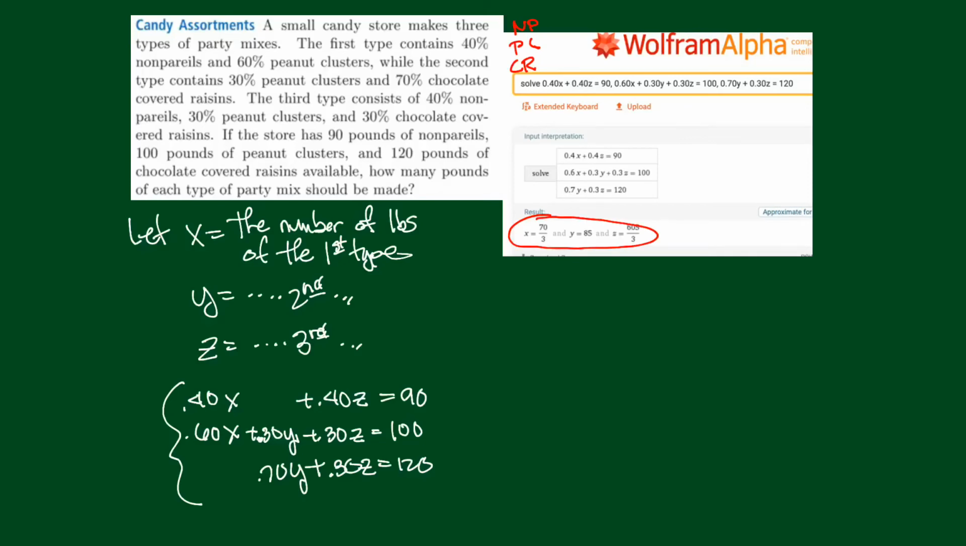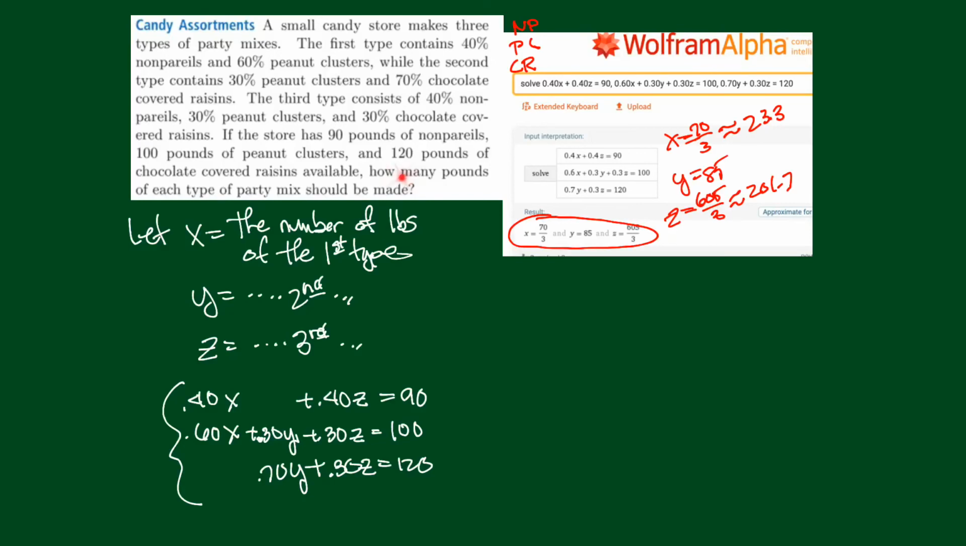Now they're given in fraction form. That's not really convenient for the number of pounds of something. So let's make conversions. So x is equal to 70 over 3, and that comes out to about 23.3 pounds if I round it off. Now y, that's nice. That's just an even 85 pounds. And z, that's 605 divided by 3, that comes out to about 201.7 pounds, if I round it off.